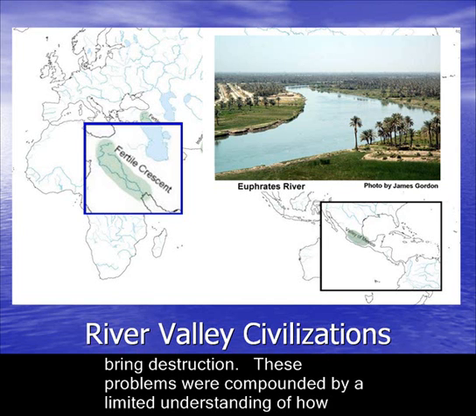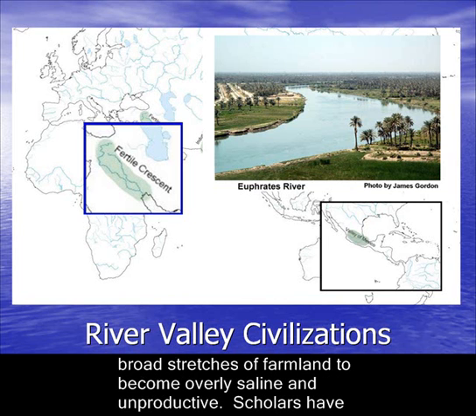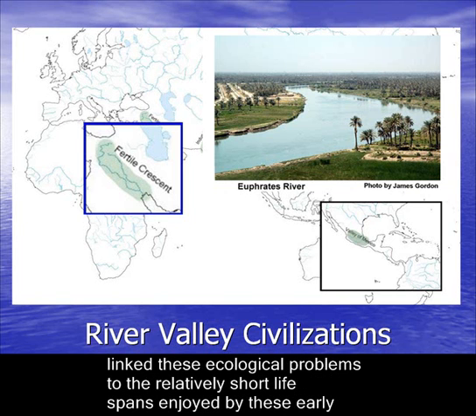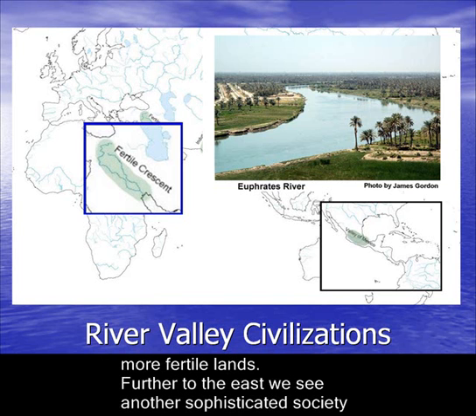These problems were compounded by a limited understanding of how natural water systems operate. Over-irrigation, coupled with poor drainage systems, caused broad stretches of farmland to become overly saline and unproductive. Scholars have linked these ecological problems to the relatively short lifespans enjoyed by these early city-states. Over time, the centers of growth shifted as it became necessary to find new and more fertile lands.